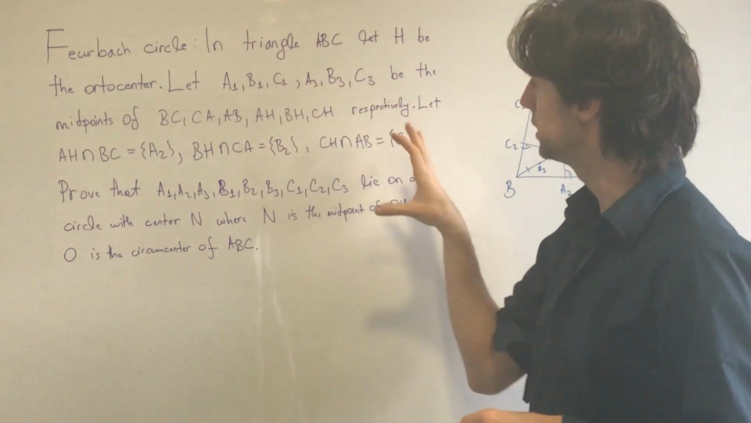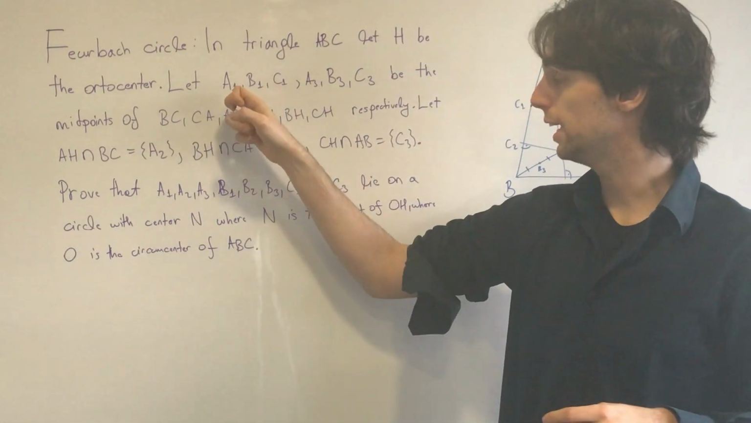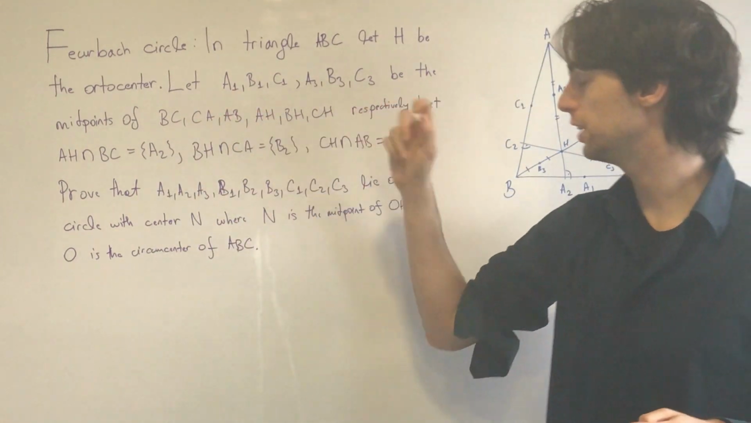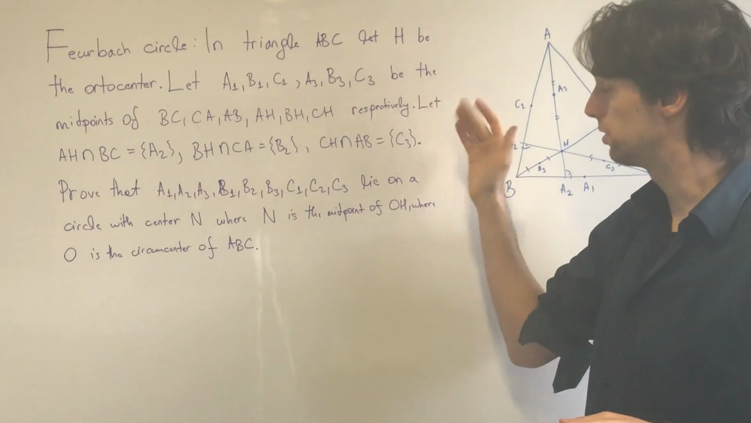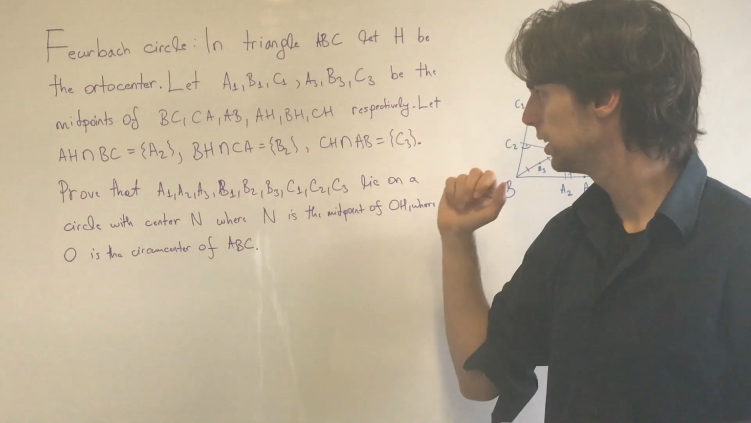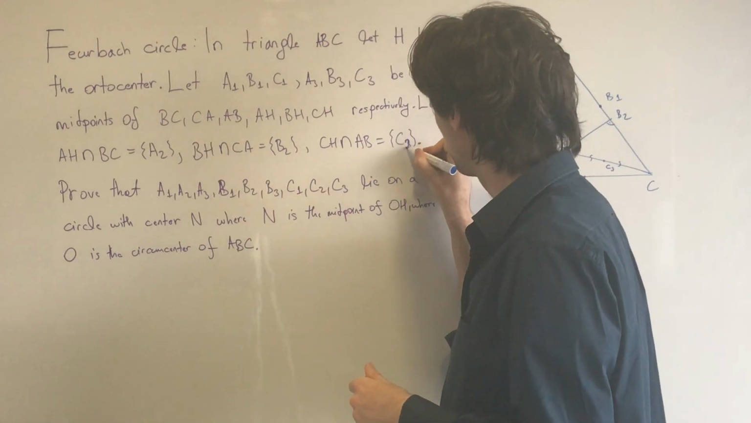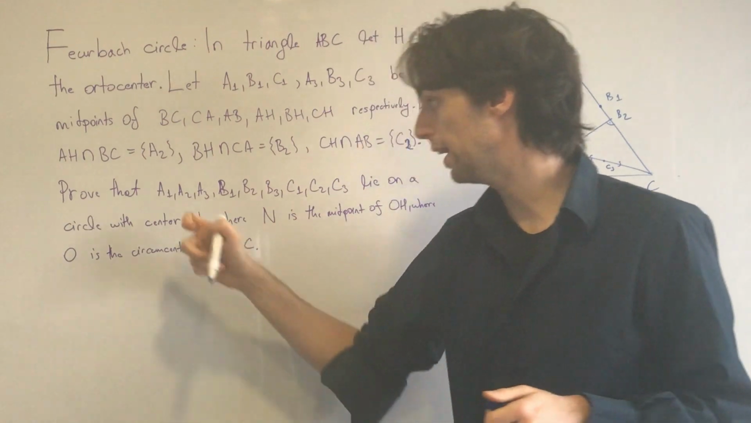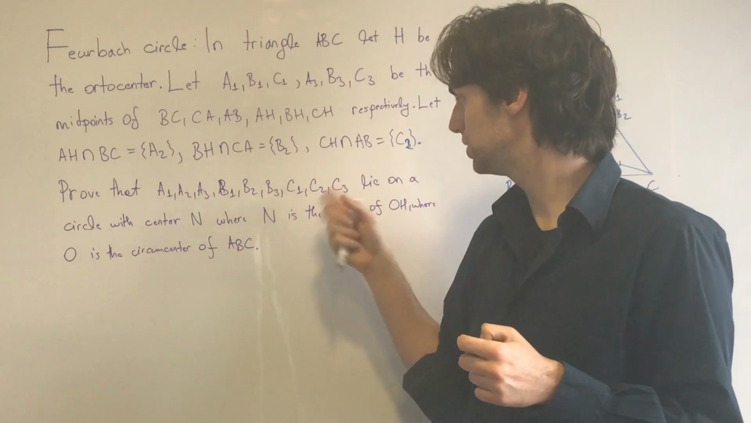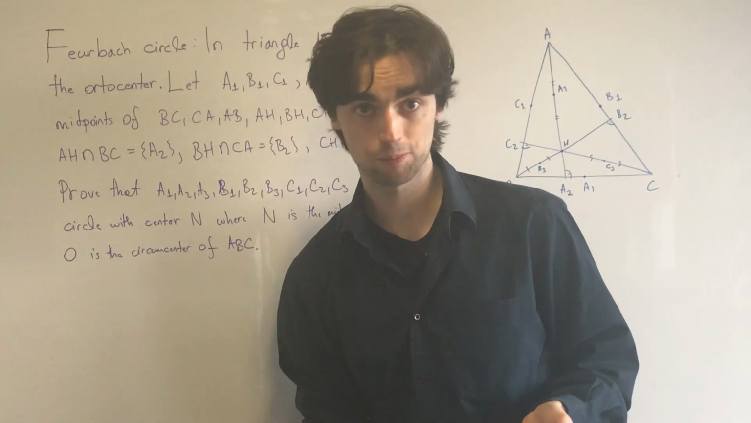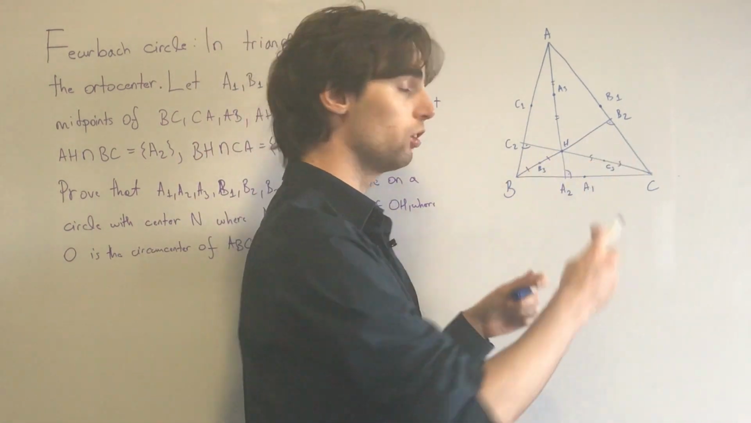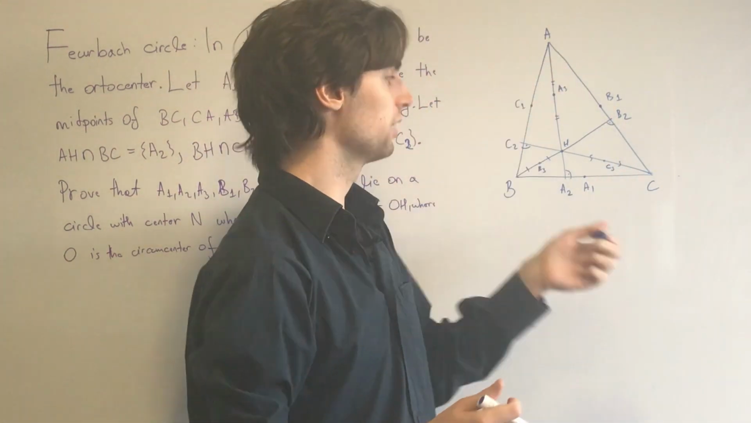You have a triangle ABC and let H be the orthocenter. Let A1, B1, C1, A3, B3, C3 be the midpoints of BC, CA, AB, AH, BH, CH, respectively. Let the intersections between these heights and the opposite sides be A2, B2, and C2. And finally, you need to prove that all these points, A1, A2, A3, B1, B2, B3, C1, C2, C3, lie on the same circle, and that the center of that circle is the midpoint of OH, where O is the circumcenter of the triangle ABC.